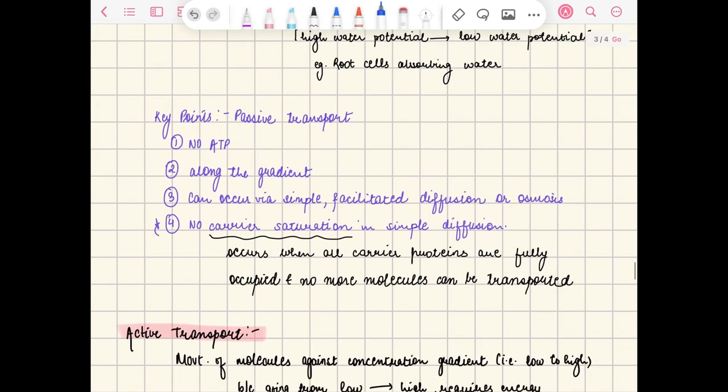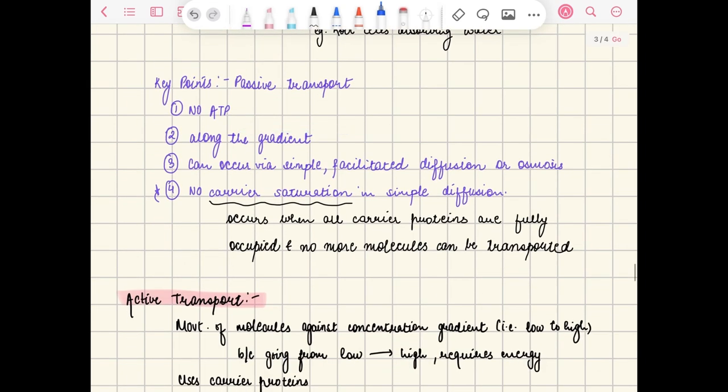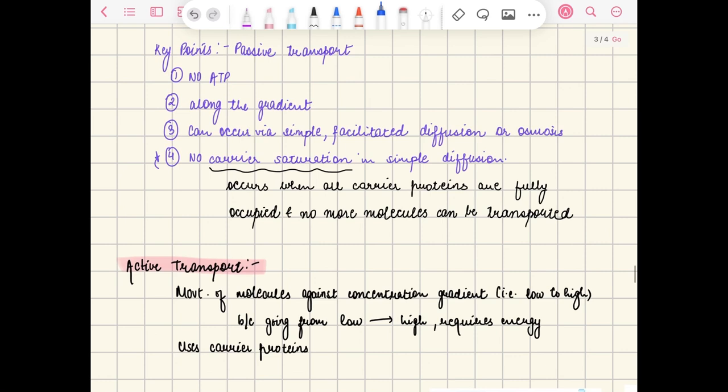So, to end the passive transport topic, the main key points: no ATP required because it is going along the concentration gradient and does not require any energy. And it can occur via simple or facilitated diffusion, or osmosis in case of water. And no carrier saturation is required in simple diffusion. Simple diffusion is happening just across a membrane, while facilitated diffusion requires carrier proteins, right?